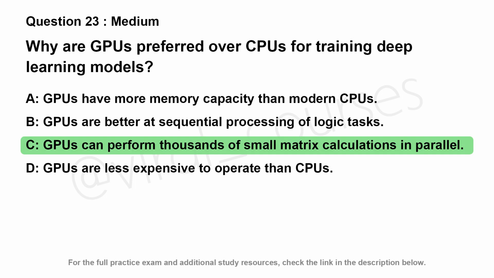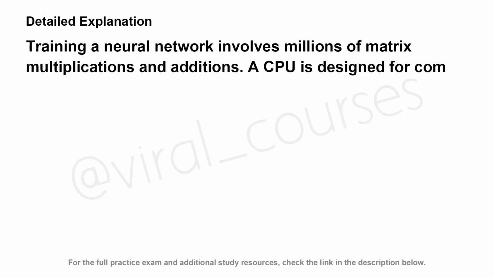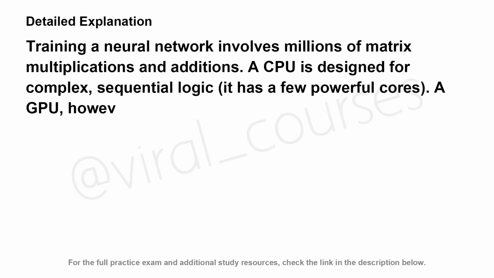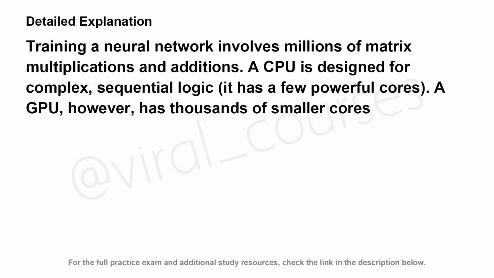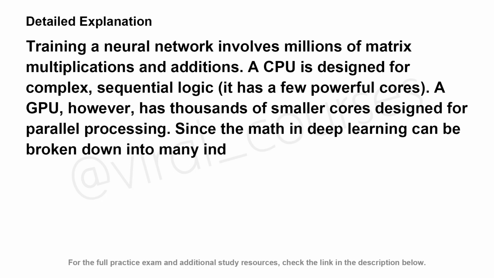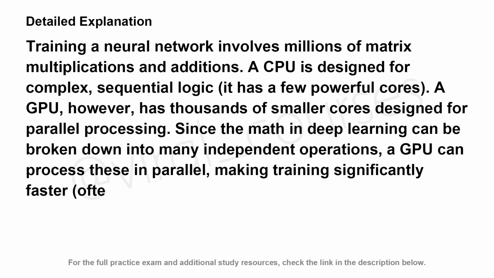The correct answer is C. Training a neural network involves millions of matrix multiplications and additions. A CPU is designed for complex, sequential logic. It has a few powerful cores. A GPU, however, has thousands of smaller cores designed for parallel processing. Since the math in deep learning can be broken down into many independent operations, a GPU can process these in parallel, making training significantly faster, often 10x to 100x, than a CPU.